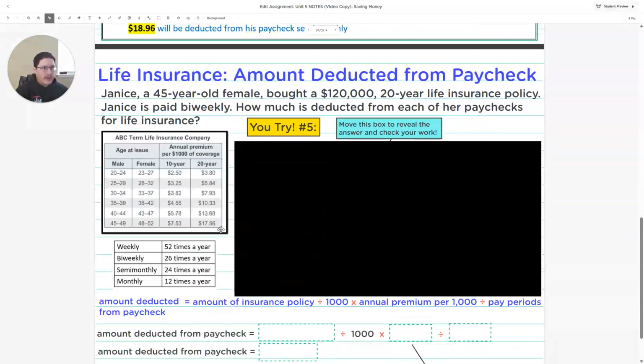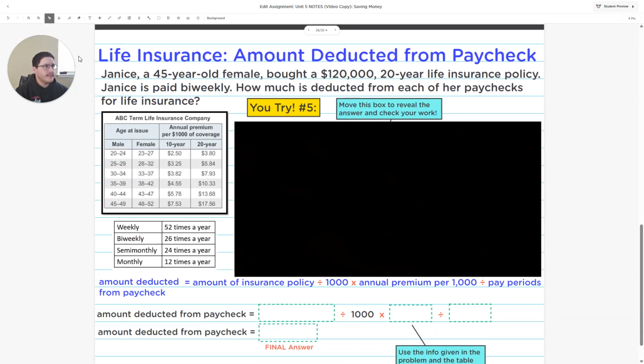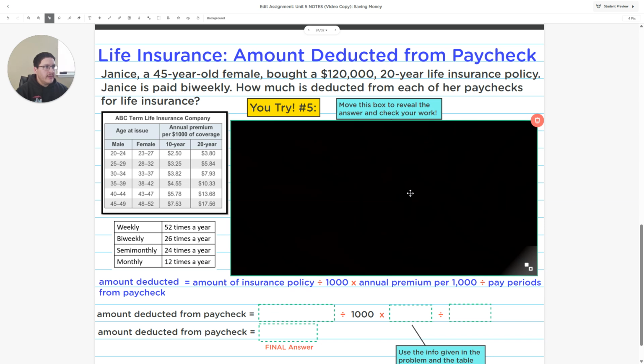Now moving on to the last You Try. Go through this problem on your own. If you're following along in the class notes, see if you can figure this out on your own. Fill out the blanks and then move this box to check your work to see if you're doing everything correctly. Let me read through the problem and then you can go ahead and pause the video and try this on your own.